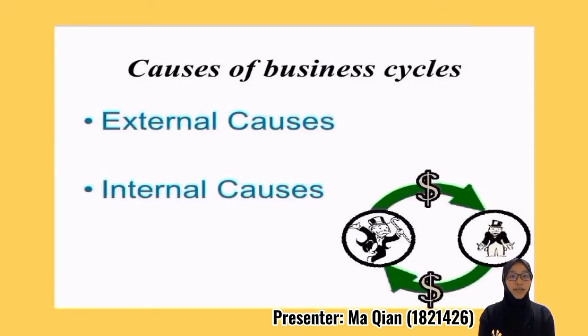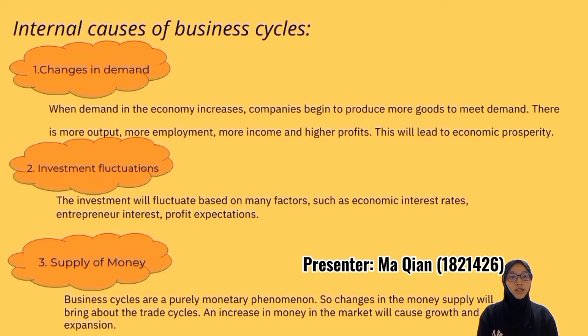The cyclical changes in the economy are caused by a combination of many factors. There are some internal factors within the economy that may cause these changes, and some external factors that may cause economic prosperity or depression. The first one is changes in demand. Changes in demand will cause changes in economic activity. When demand in the economy increases, companies begin to produce more goods to meet demand. There is more output, more employment, more income, and higher profits. They will lead to economic prosperity.